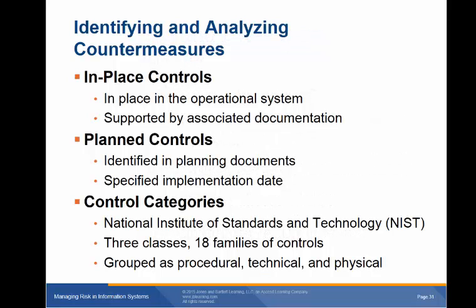And so, identifying and analyzing countermeasures: in-place controls, planned controls, control categories. In place, what kind of controls do you have on your operating system? And do you have documentation that goes with it? The planned controls are identified in planning documentation, with a specified implementation date. So for instance, this control will be implemented, but it's going to take us 90 days to implement that. So you have target dates put in there for that.